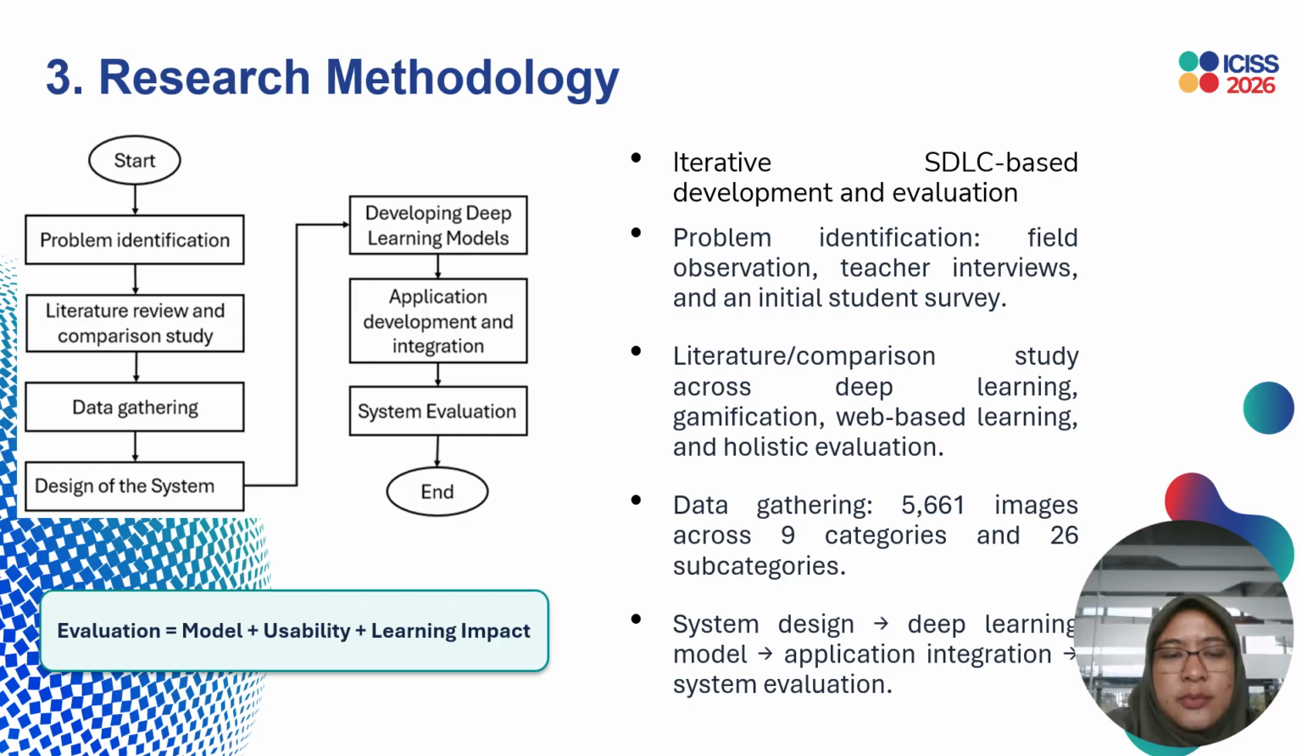For the dataset, we collected 5,661 images covering 9 categories and 26 subcategories. The development process consists of deep learning model development, application development and integration, followed by system evaluation. Importantly, our evaluation considers a three-dimension model: performance, usability, and learning impact.